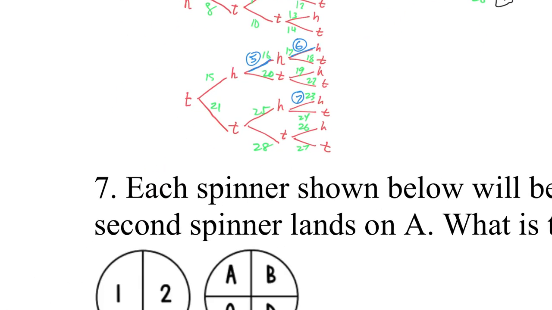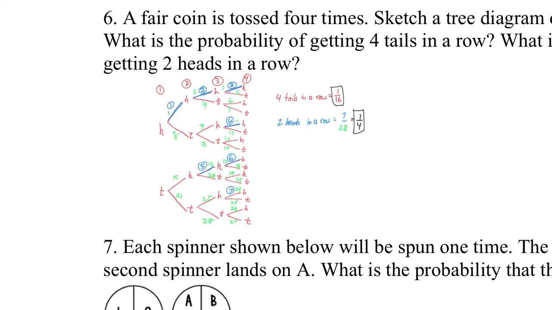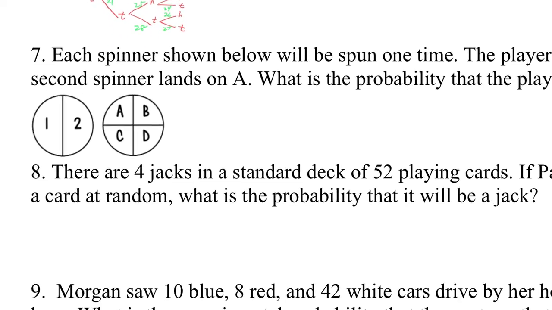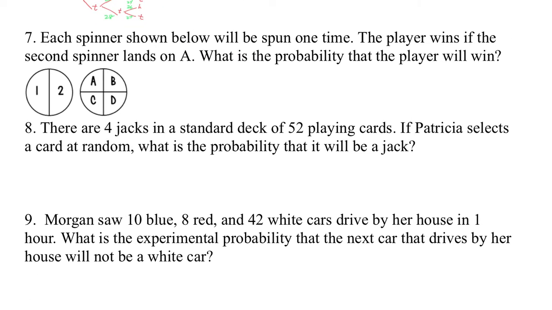Okay, then we have, oh, that was number 6. Each spinner below will be spun 1 time. The player wins if the second spinner lands on A. What's the probability the player will win?